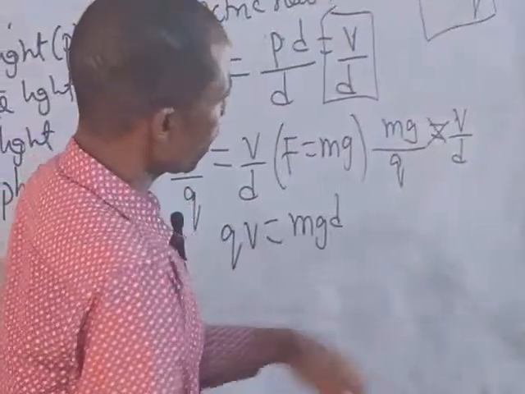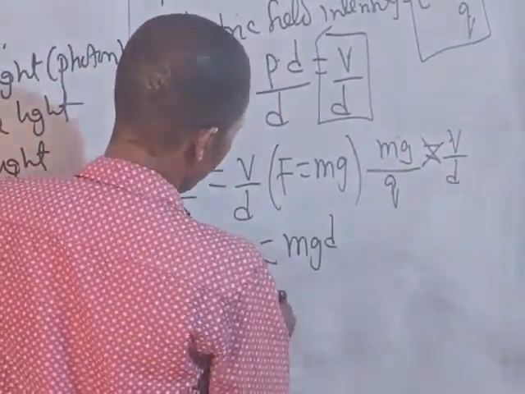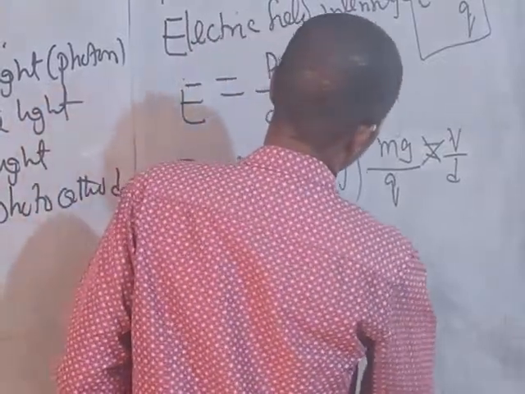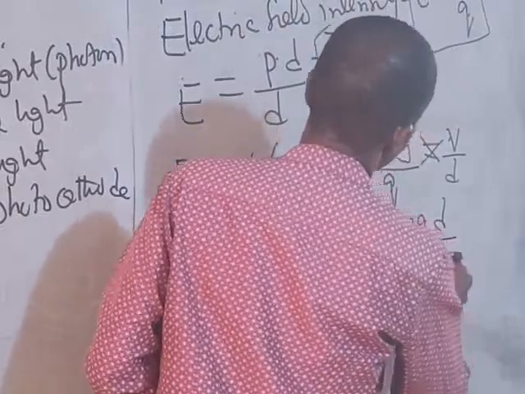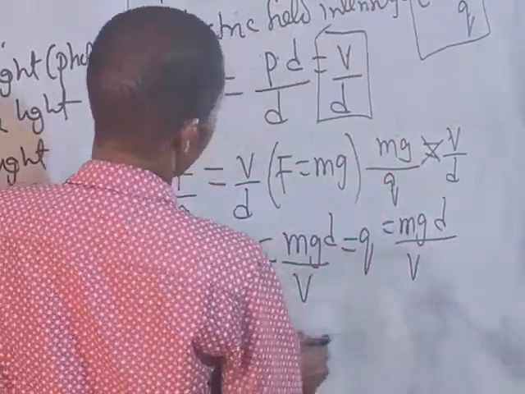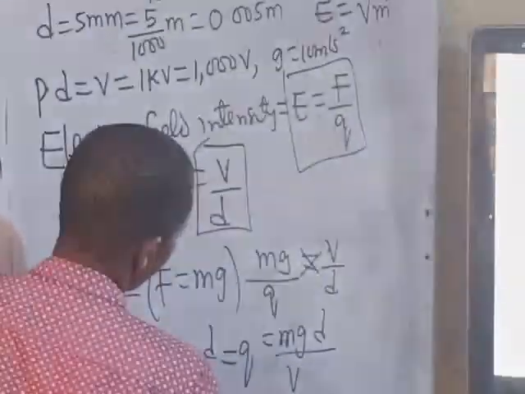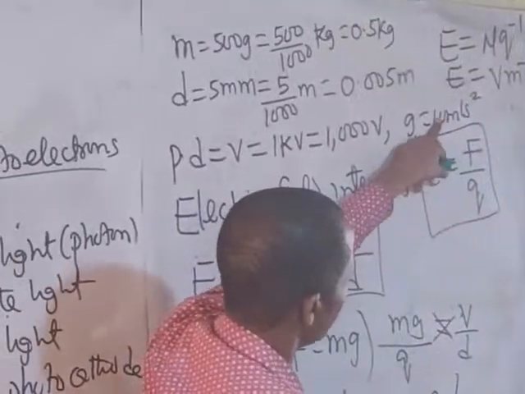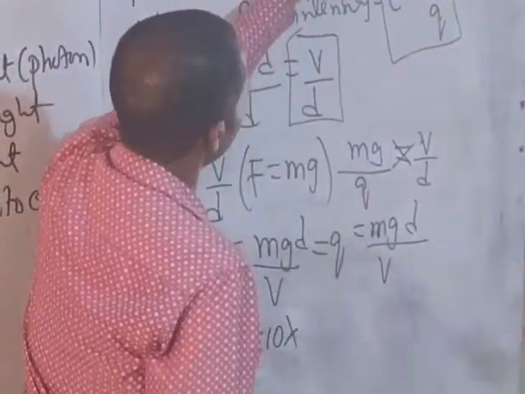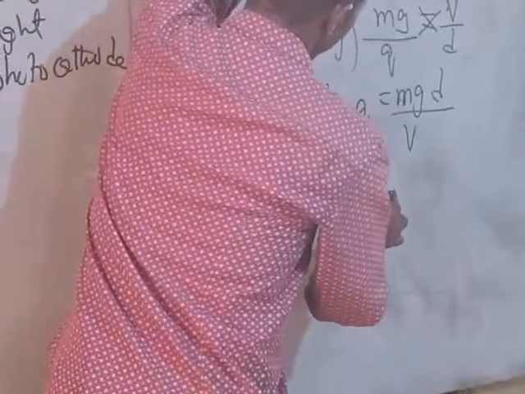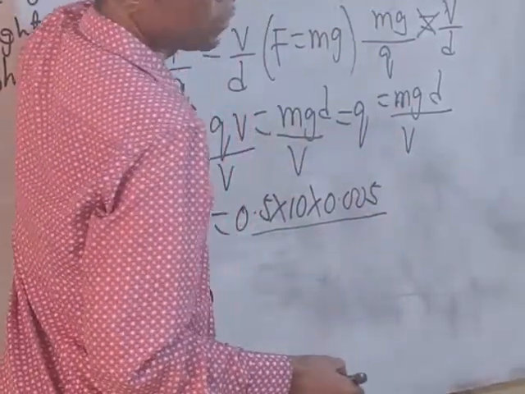Don't forget, what did the question ask us to calculate? The charge, which is our Q here. So if you divide both sides by V, then our charge Q is mgd all over V. So finally, we can now see our charge is M, that's the mass, 0.5, times our acceleration due to gravity, we have been given to be 10 meters per second squared, times our D, the distance between them, we calculated it to be 0.005, all over our voltage, potential difference, that's 1000.